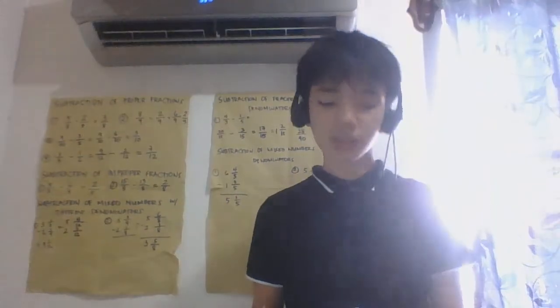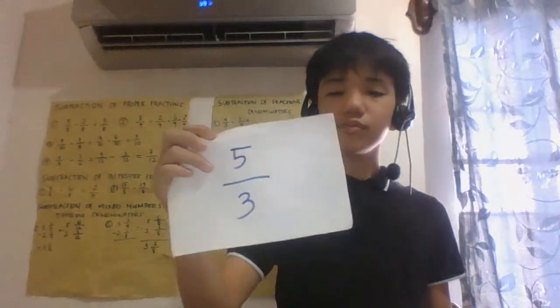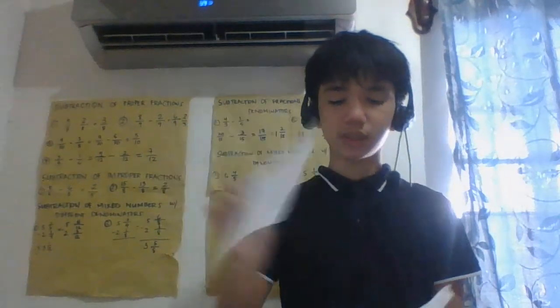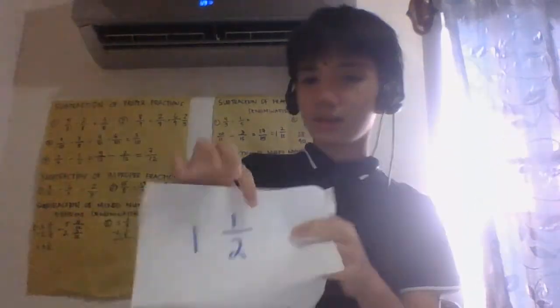Before we go on to my topic, let's go back to mixed number, proper fraction, and improper fraction. This is the improper fraction. The numerator is larger than the denominator. This is the proper fraction. The numerator is smaller than the denominator. This is a mixed number.